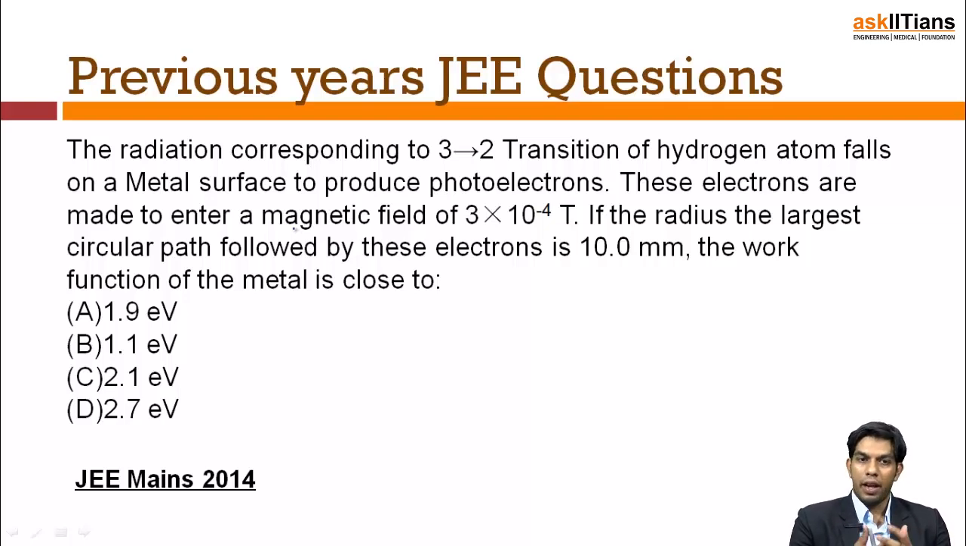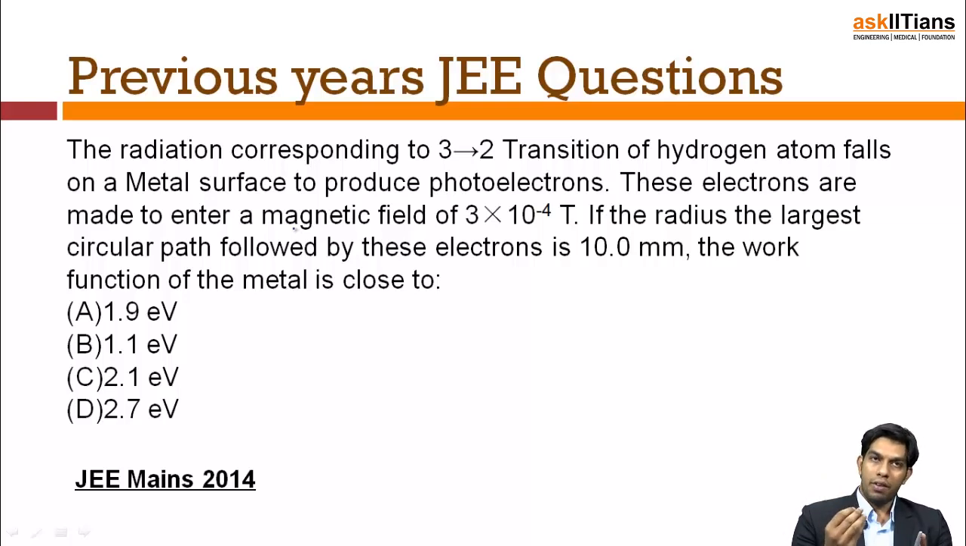It states: the radiation corresponding to the 3 to 2 transition of a hydrogen atom falls on a metal surface to produce photoelectrons. These electrons are made to enter a magnetic field of 3 into 10 to the power minus 4 Tesla. If the radius of the largest circular path followed by these electrons is 10 mm, the work function of the metal is close to. Now, in order to solve this problem, first understand what's happening.